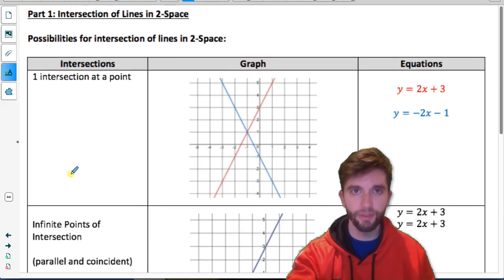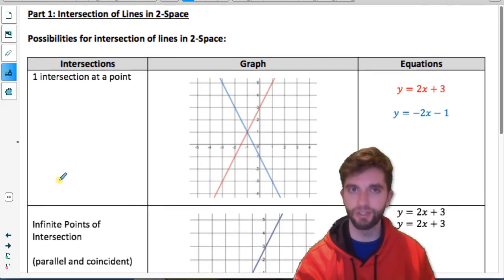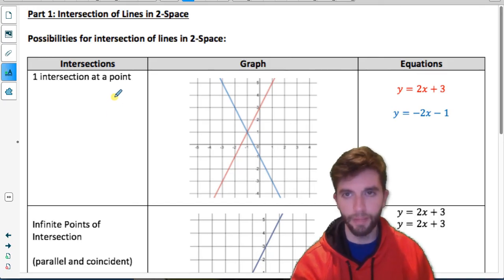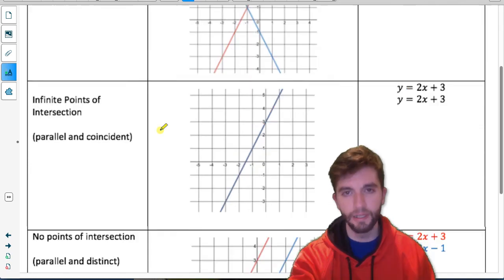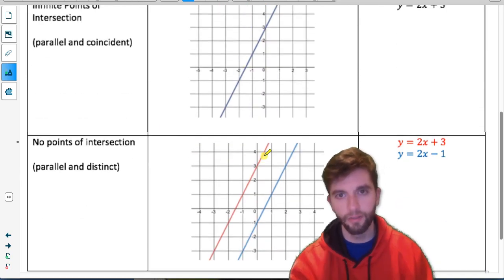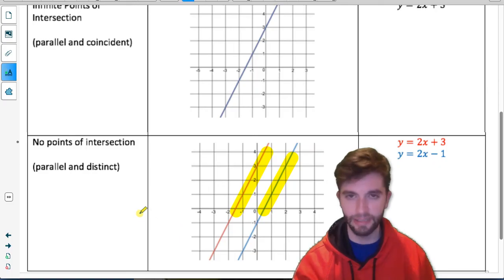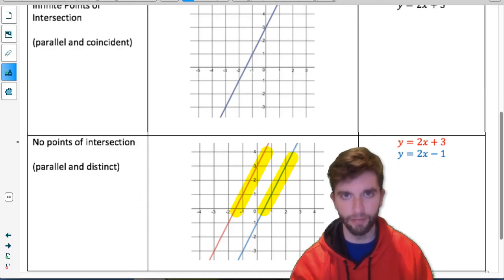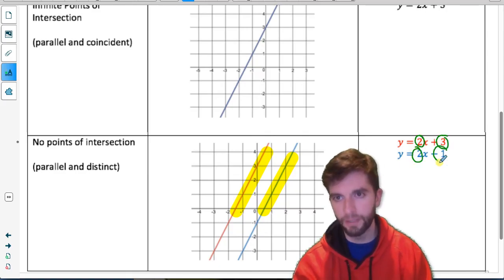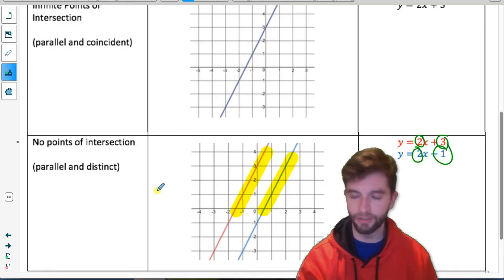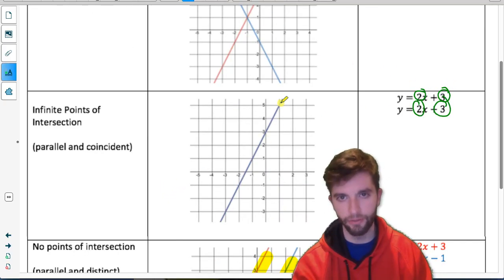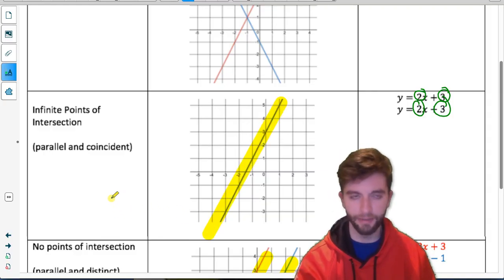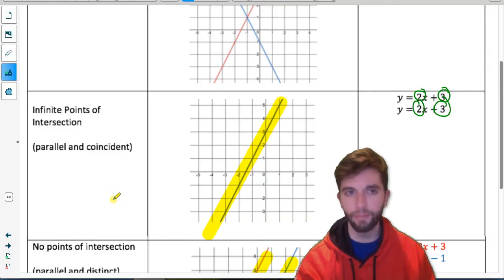So let's review the 3 scenarios that could happen while we're trying to find the intersection of 2 lines in 2-space. If the 2 lines are not parallel, meaning they have different slopes, then I know they would intersect at a single point. If the lines are parallel, they could be parallel and distinct like those two, meaning they never cross. There is no point of intersection. Looking at the equation in slope y-intercept form, I see they both have the same slope, but different y-intercepts, so I know they're parallel and distinct. Or they have the same slope and the same y-intercept, which means they're in fact the same line, meaning there are an infinite number of solutions. There are infinite points of intersection.